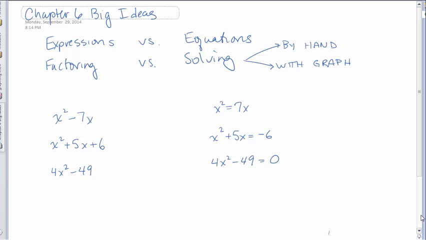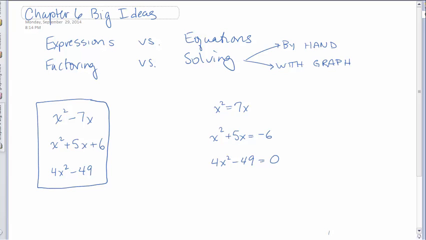So the first thing that I have on this page, I apologize for my messy handwriting, but I'm kind of doing this on an as-needed basis, is that you have to understand the difference between an expression and an equation, because whether you see an expression or an equation tells you what you're supposed to do with it and what your answer is going to look like. So expressions are things like this over here.